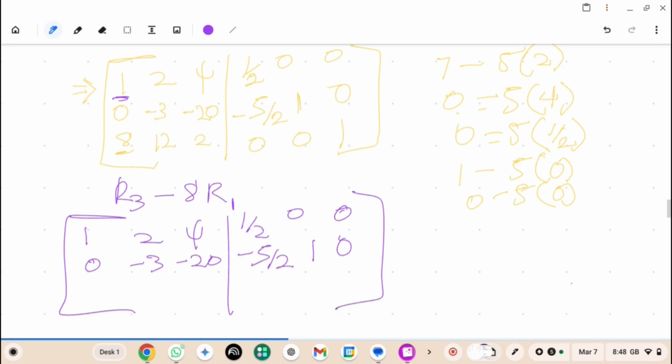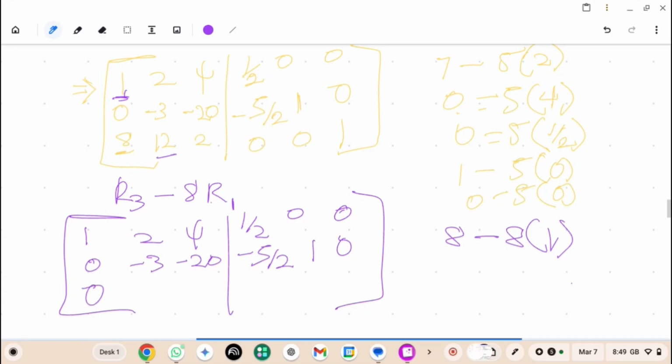So now we are working on the third row. And we said our formula is row 3 minus 8 row 1. So row 3, which is 8, minus 8 row 1. And row 1 here we have 1. So 1 multiplying 8 is 8. 8 minus 8 is 0. So you have 0 here.